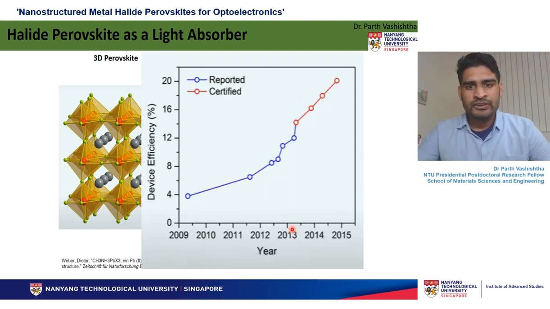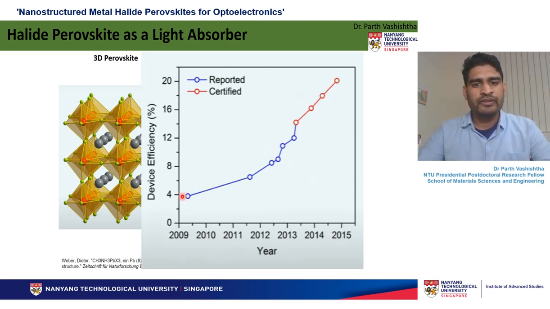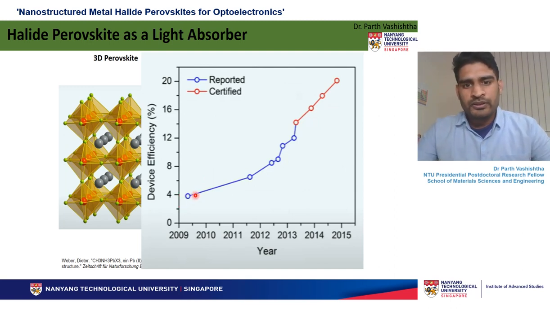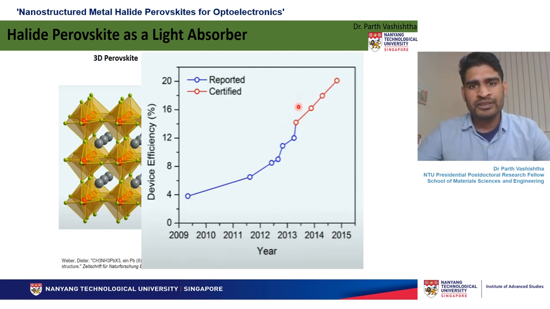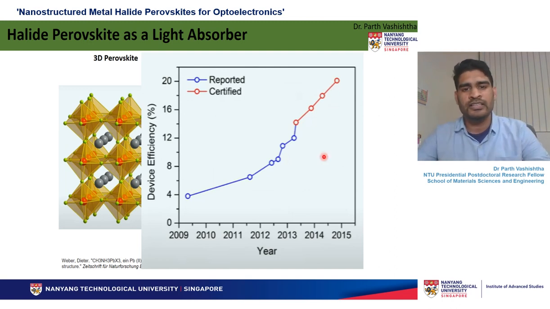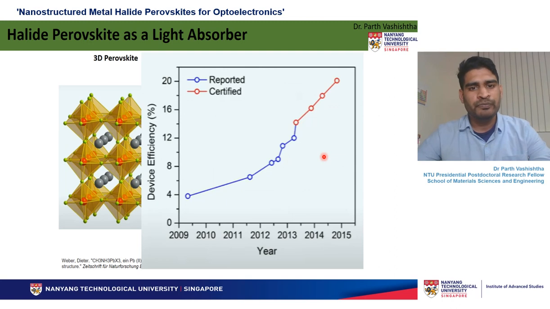And this material has shown tremendous improvement in the power conversion efficiency of solar cells, which is basically the efficiency of a solar cell, output by input. Here we can see that the power conversion efficiency from 2009 till 2015 has increased from 4% to almost 21%, and the record efficiency for these solar cells is already more than 25% now. So this material has been proven to be a great optoelectronic material.